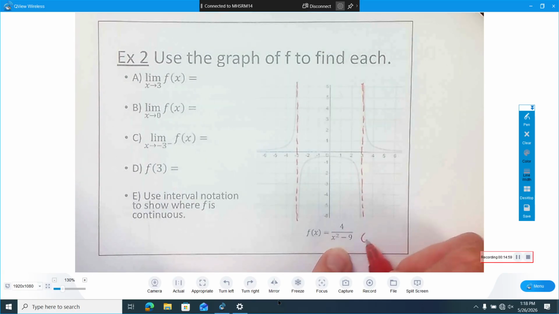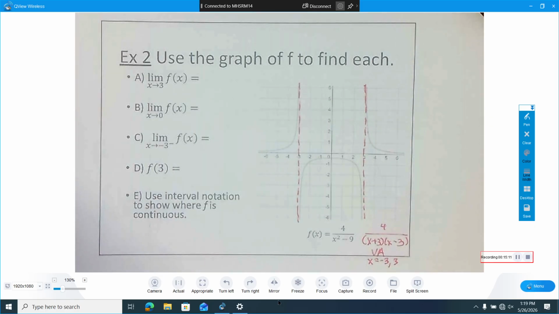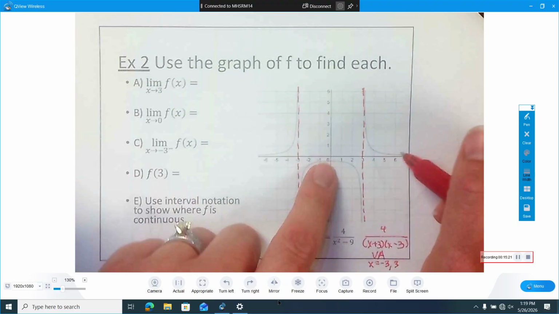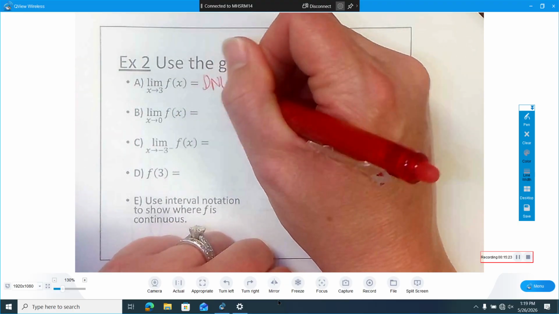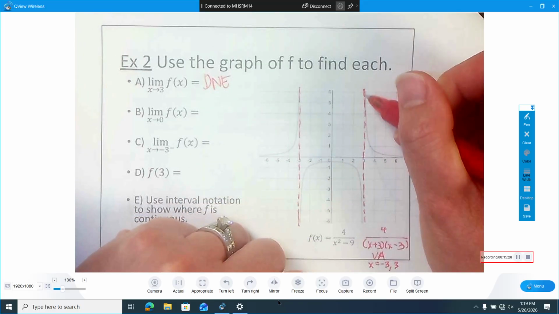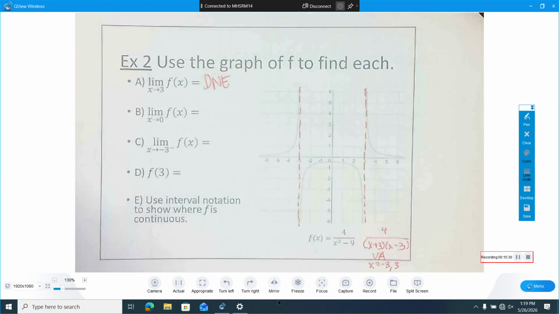Yeah, x squared minus 9. That factors as x plus 3 and x minus 3. And so those give you our vertical asymptotes at x equals -3 and +3. So those denominators are going to give you vertical asymptotes, unless they cancel out, then they're holes. All right, so what's the limit? DNE. Does not exist, yes. The left side goes to -infinity. The right side goes to +infinity. And because they don't go in the same direction, that limit does not exist.